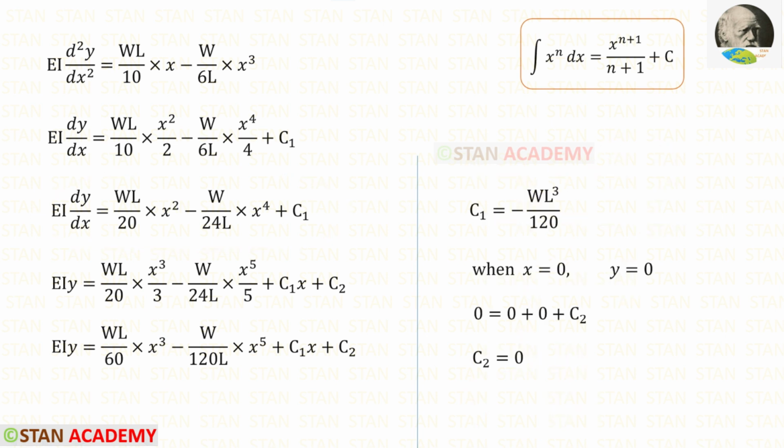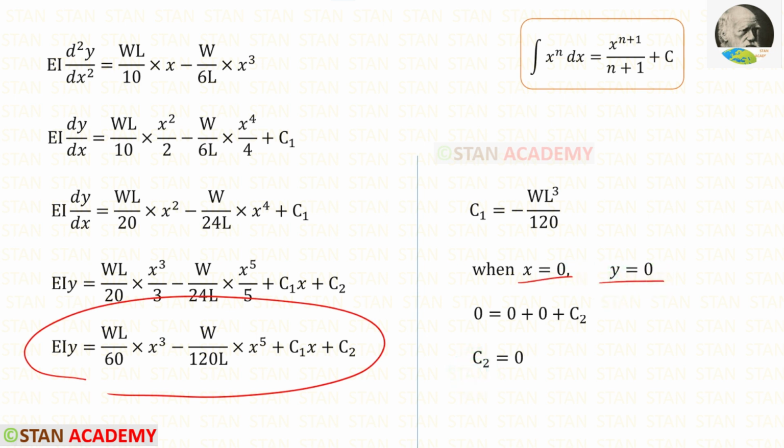Also, we know that at the point B, there is a vertical support. If there is a vertical support, there will be no deflection. So when x is 0, the deflection y will be 0. In this equation, let us apply x is equal to 0 and y is equal to 0. In this way, we get C2, which is 0.